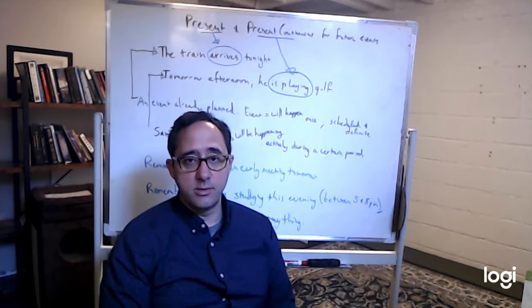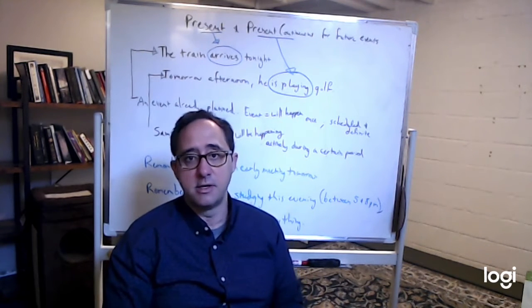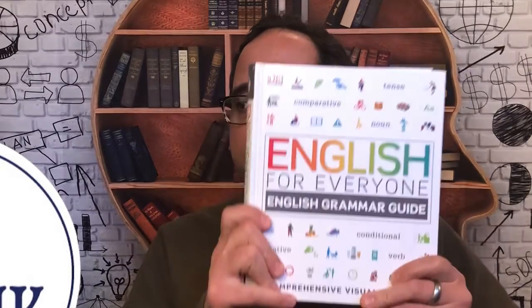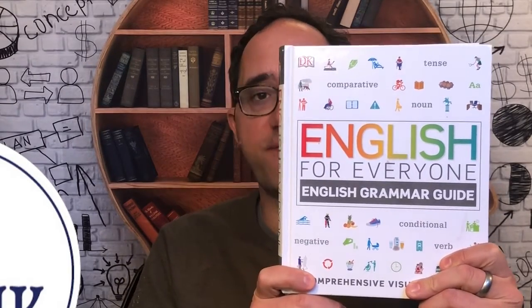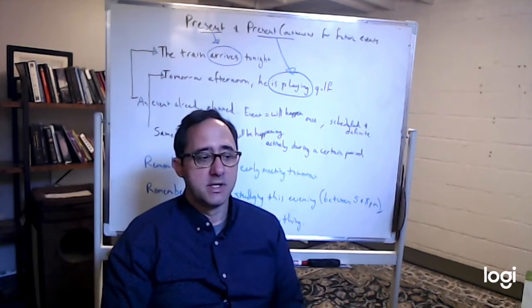We are continuing with the future tense of English basic grammar. We are going to keep going through this book, English for Everyone. I am not sponsored by them, but I use it for people that I teach, and I find it to be really, really useful. I have a link below that I will post.